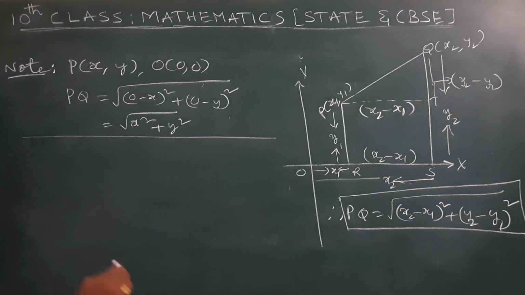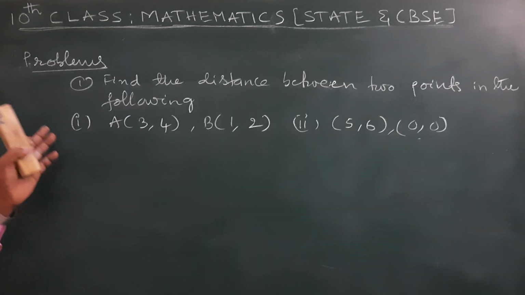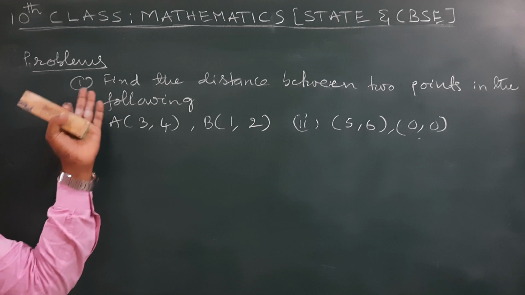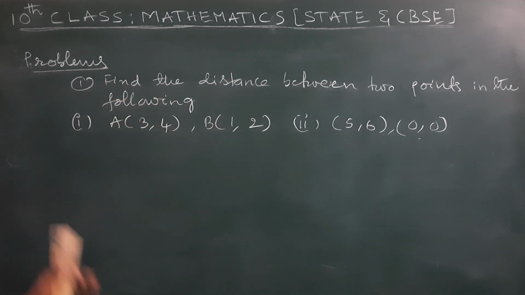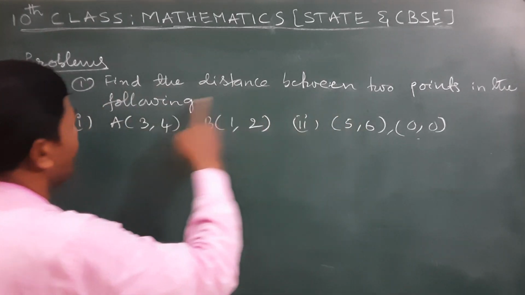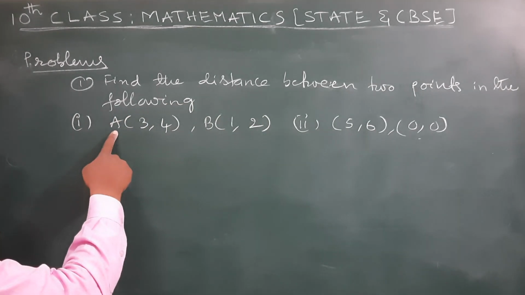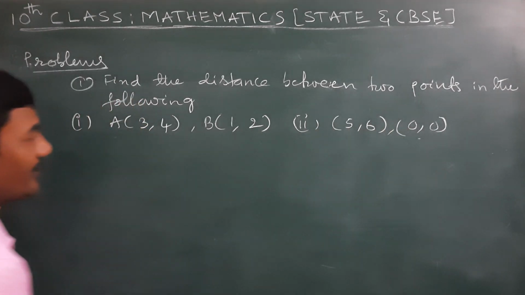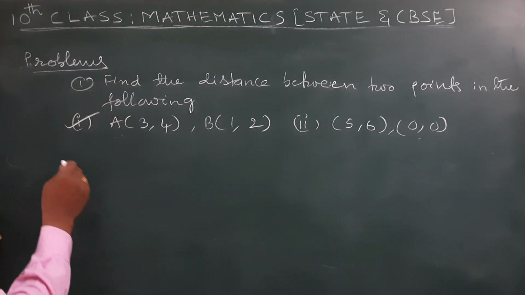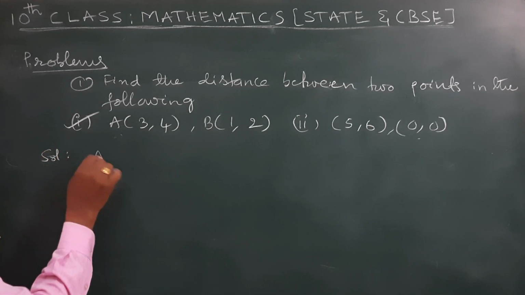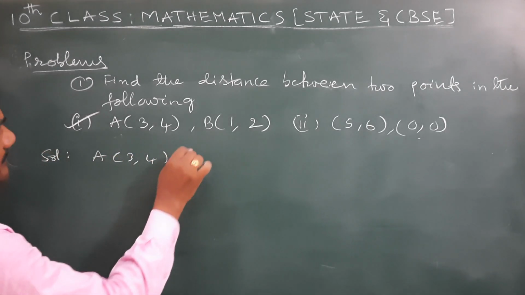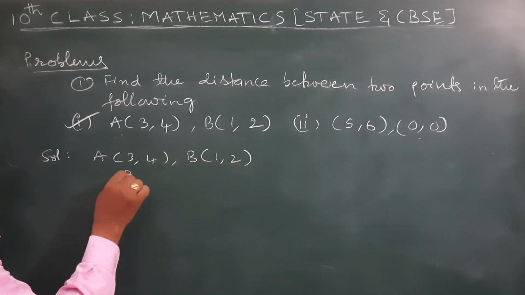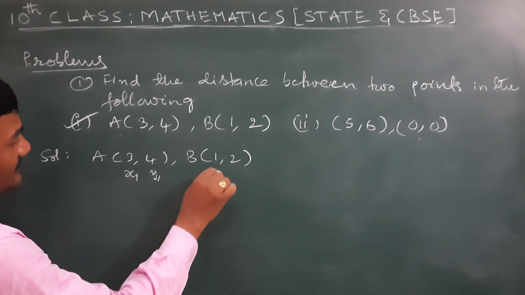Now we will discuss some important problems by using the distance formula. Find the distance between 2 points in the following. First problem is A (3, 4), B (1, 2). Second problem is (5, 6) and (0, 0). First of all, we solve the first problem. Solution: A is (3, 4), B is (1, 2). This is written as (x1, y1) and this is (x2, y2).